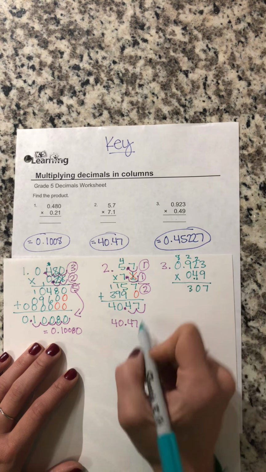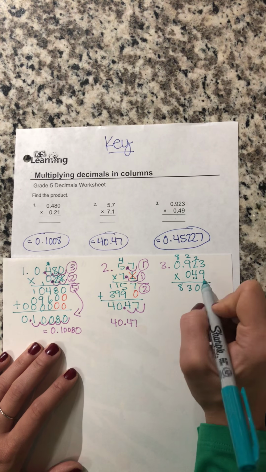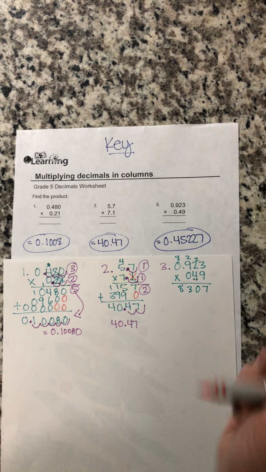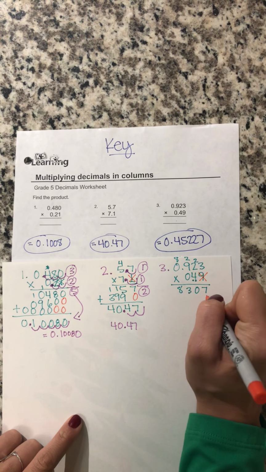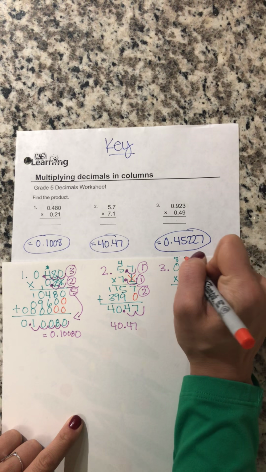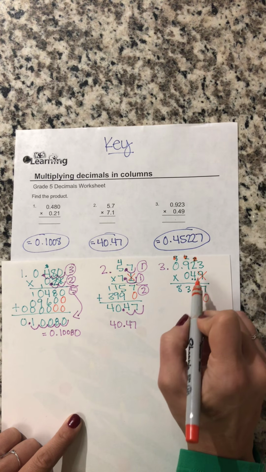9 times 0 is 0 plus 8 is 8. I am now done with my 9. I can cross him out, put a 0. I can get rid of these so I don't get confused. Now I'm going to multiply everything by the 4.